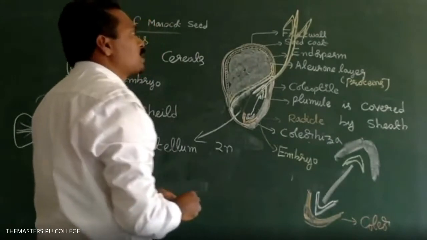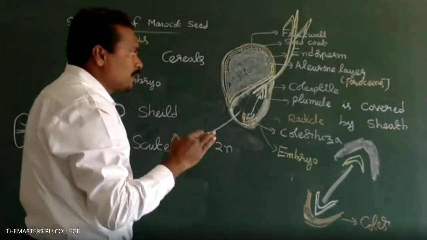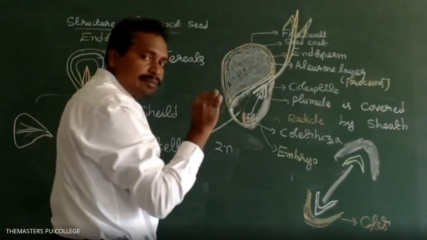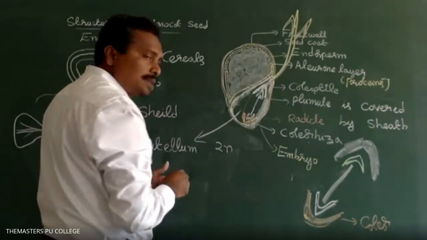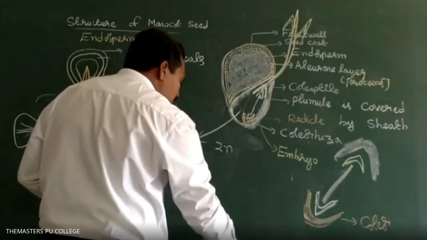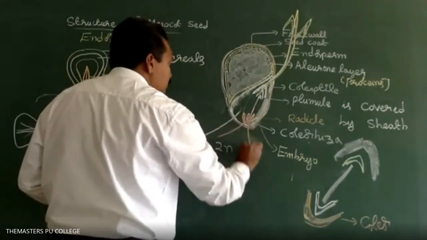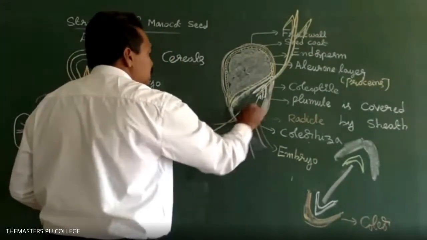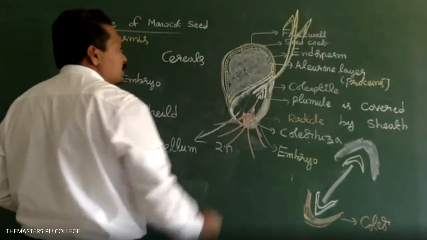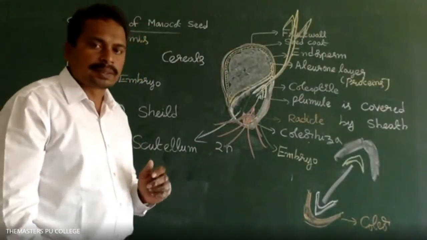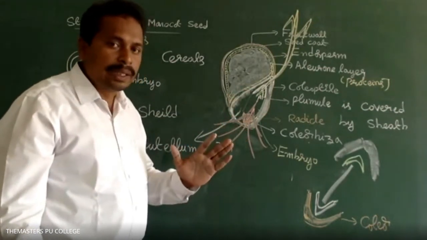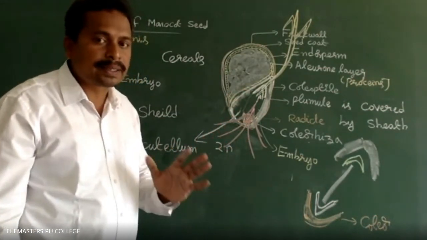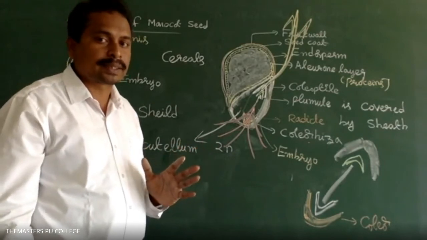So when a seed is sown in soil, during germination the plumule part of the embryo gives rise to the shoot system, whereas the radical part of the embryo gives rise to the root system. Coleoptile and coleorhiza are present only in monocotyledonous seeds, not in dicot seeds.